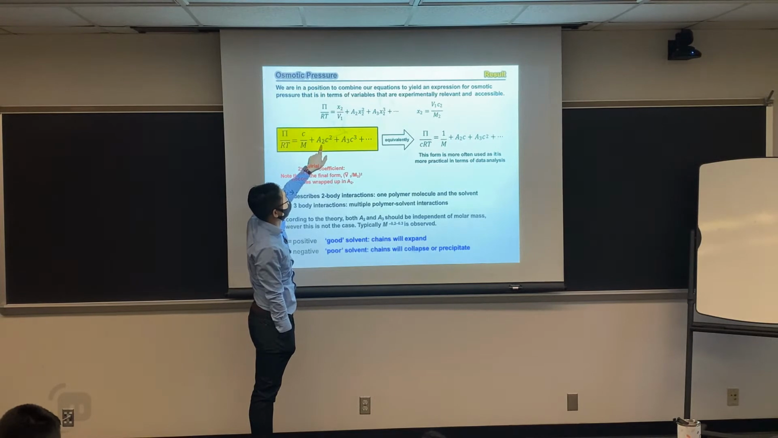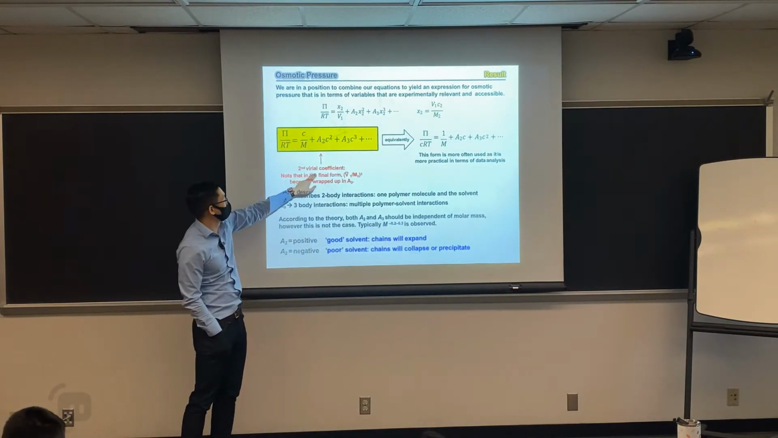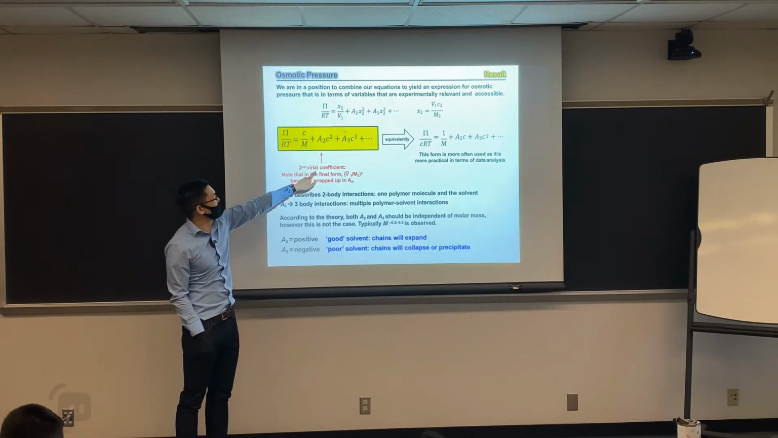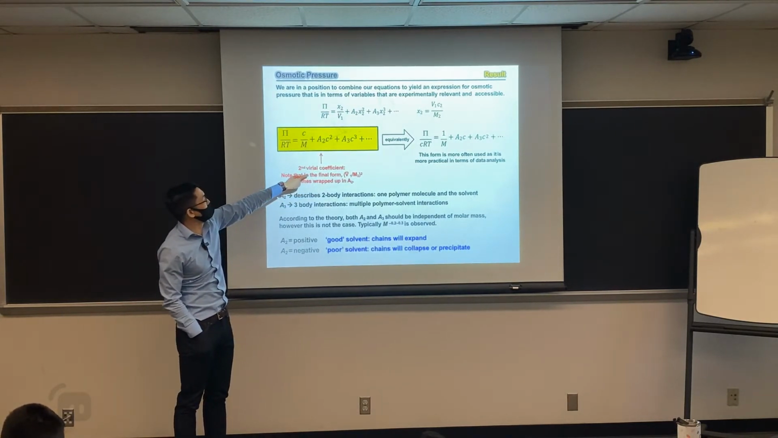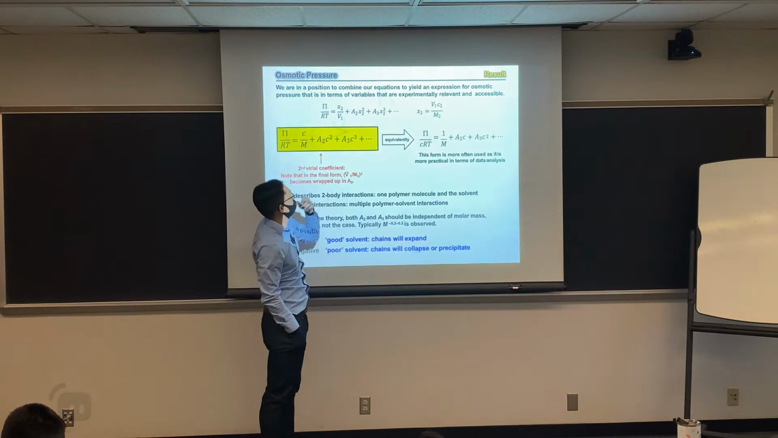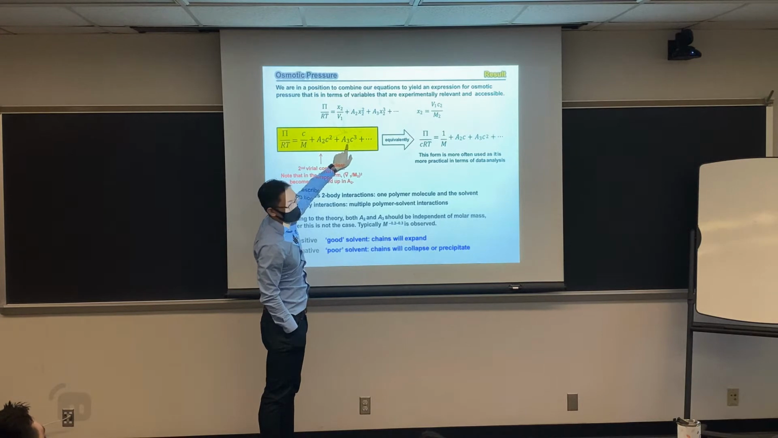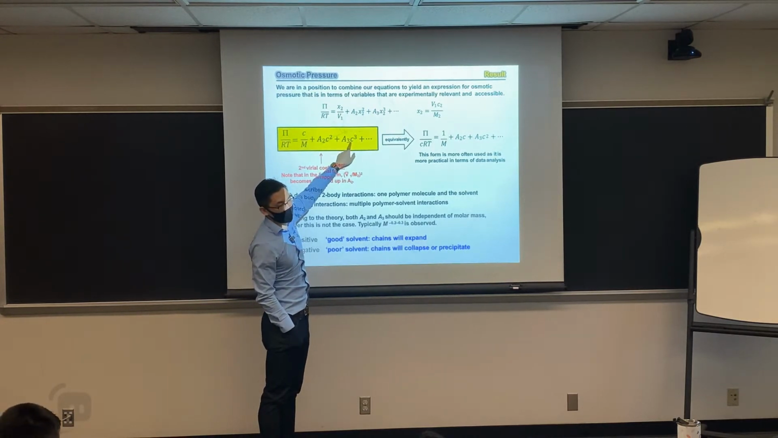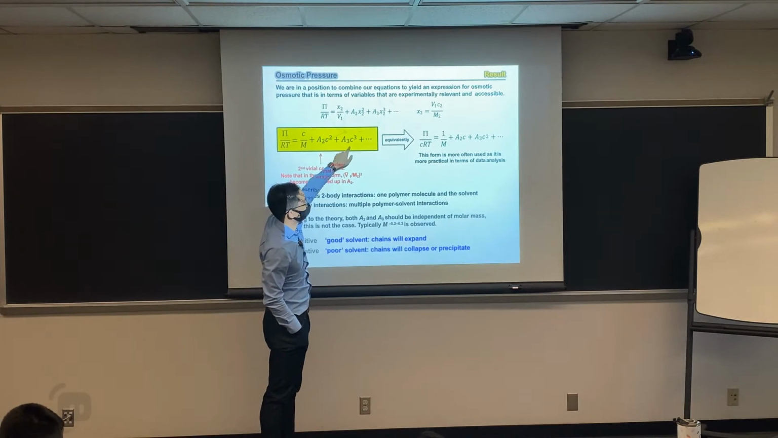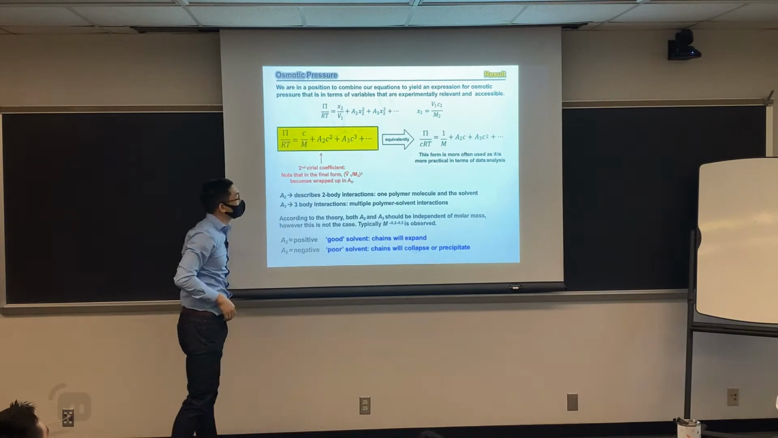This is a generic term. A2 is defined as a parameter we call the second virial coefficient. And this second virial coefficient basically covers a lot of information about how your polymer interacts with solvent. And you have an even higher order term, A3. In normal cases, we didn't consider this A3 because it depends on C cubed, or concentration cubed, and this is a weak dependence. We typically only consider the first two in a real experiment.